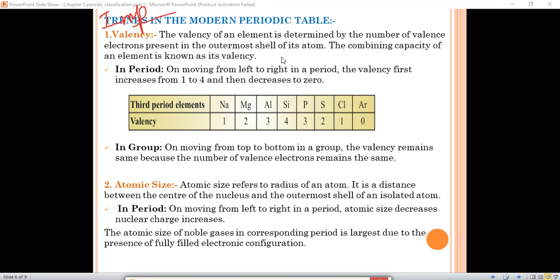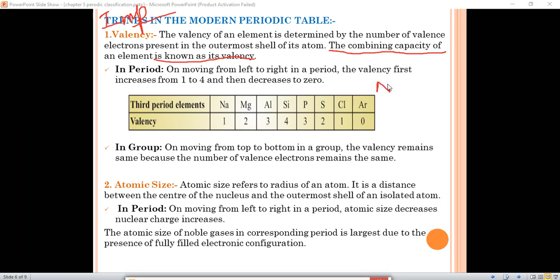In this, first we'll read about valency. So what is valency? Valency is the combining capacity of an element. The valency of an element is determined by the number of valence electrons present in the outermost shell of its atom. You all know that all the elements have valence electrons, meaning the outermost electrons. The valency is determined by those valence electrons. So what is the definition of valency? The combining capacity of an element is known as its valency.